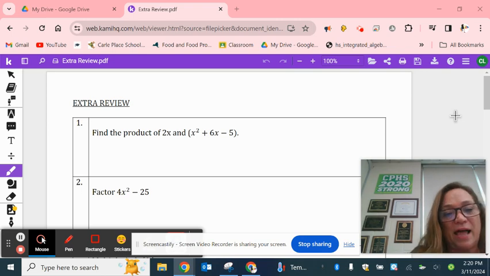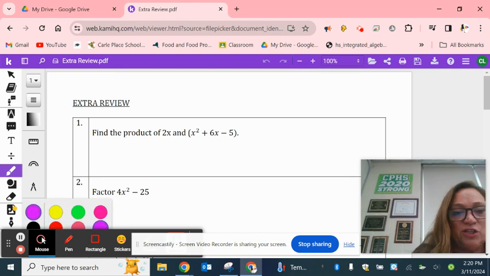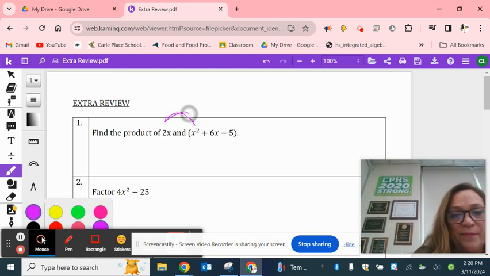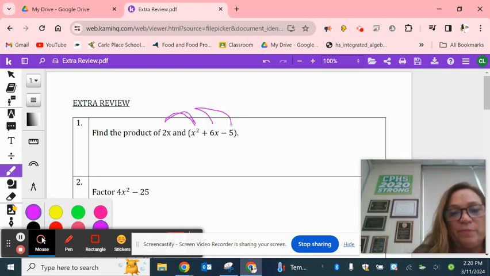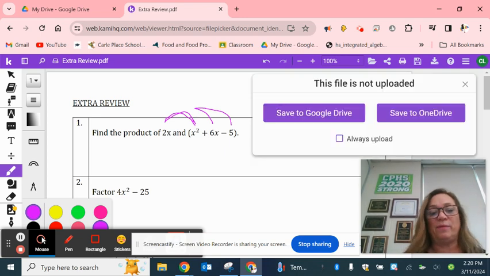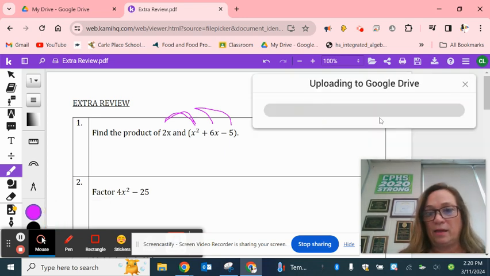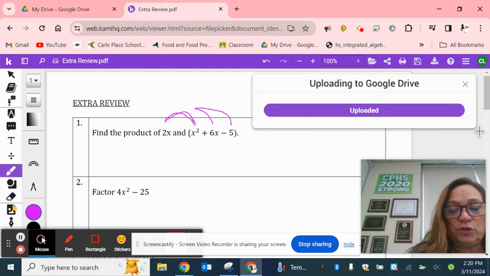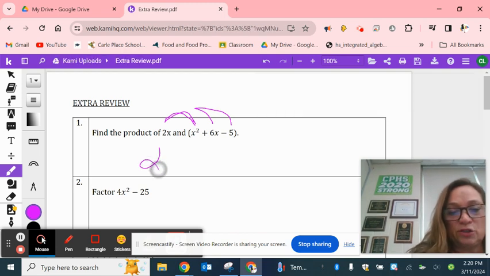Product means multiply. So basically, this is really just an application of the distributive property. I'm going to multiply the three terms in the parentheses by the one term outside. Okay. So 2x times x squared is 2x cubed.